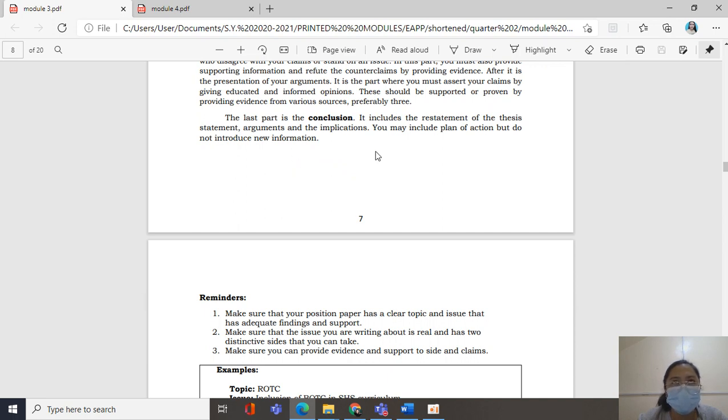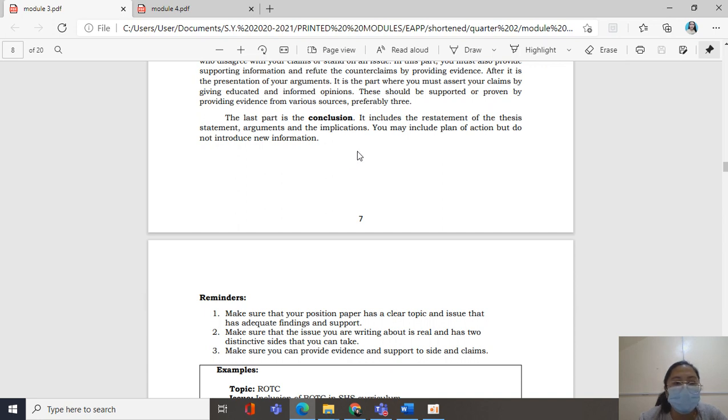So you can also include a plan of action, but please do not write another set of information. Avoid introducing new information, since this is simply the restatement of your stand, of your argument, of your position. And then in this conclusion, you may also include why your argument or why your stand is better than the other position. And to leave an impact with your readers, you have to end your statement with a powerful closing.